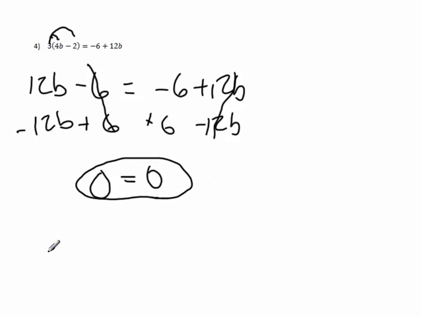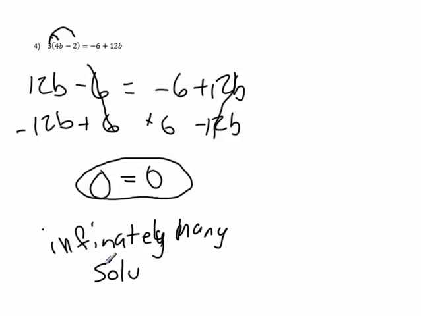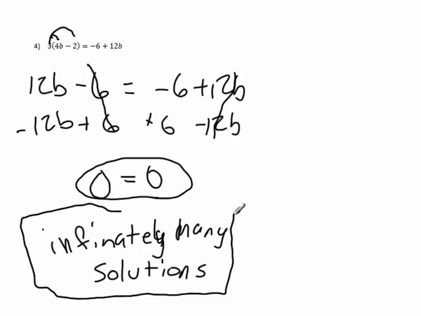And in this instance, there are going to be infinitely many solutions. And this is the answer that I would like to see. 0 equals 0 is okay, but what does it mean? It means that there are infinitely many solutions. So when you get a problem like this and you end up with 0 equals 0, I would like for you to show me infinitely many solutions on your paper.